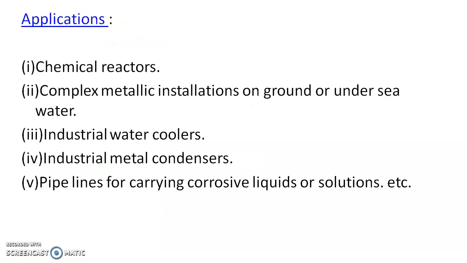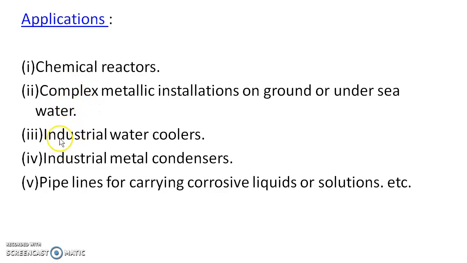Now, what are the applications of anodic protection? This method is applicable to protect chemical reactors. Again, this method is applicable for protection of complex metallic installations on the ground or under sea water. For that protection, the anodic protection method can be useful.